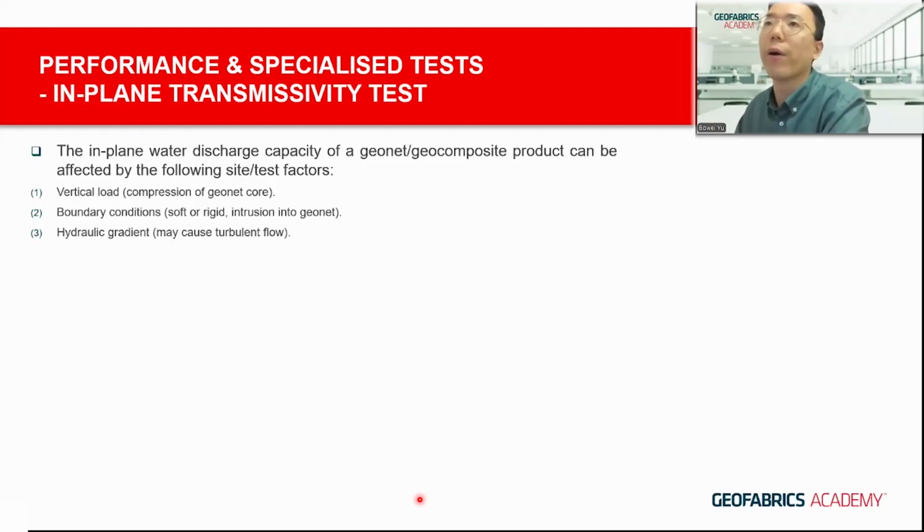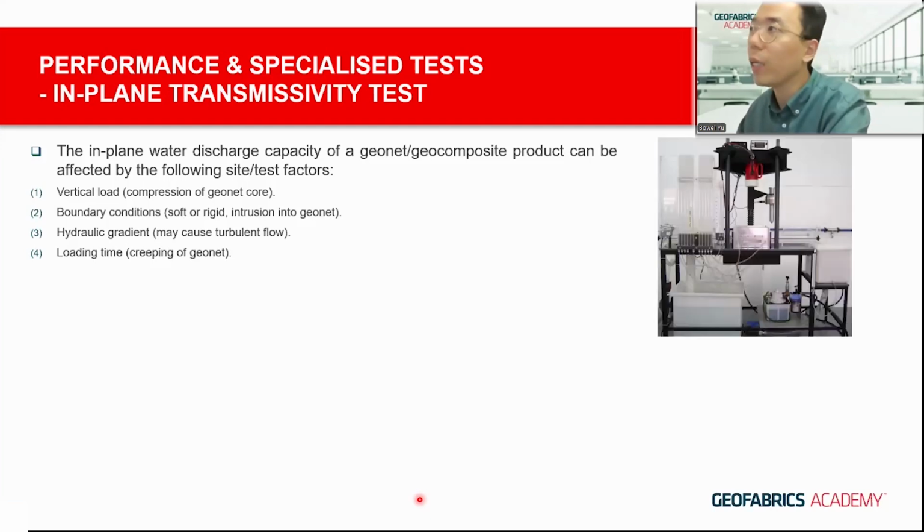Then the hydraulic gradient, which is affected by your slope design or your drainage capacity problem, and also the loading time, because the longer you test, the creeping effect of the geonet may further decrease the drainage capacity compared to a shorter compression test. So this is the equipment we use here at GRADE.